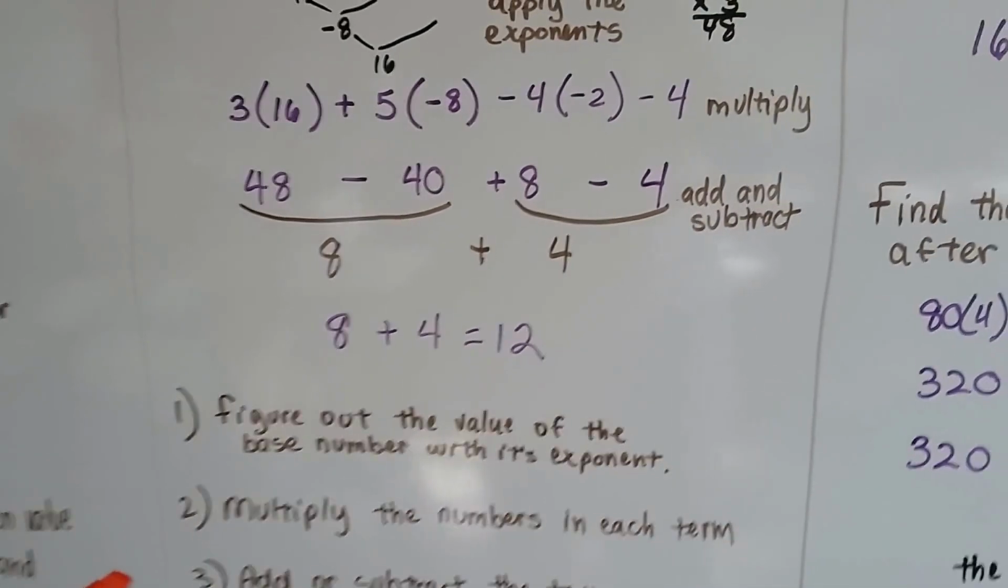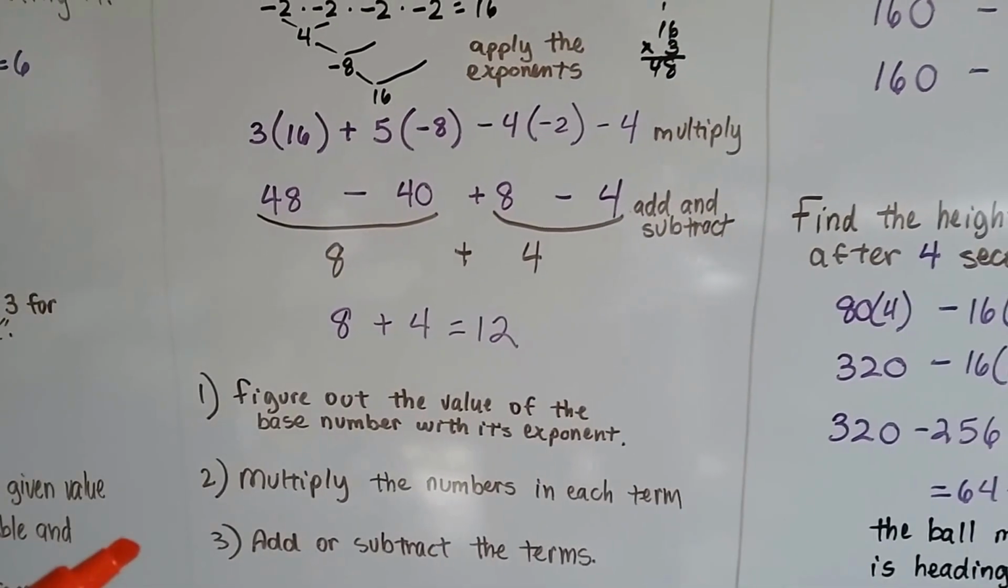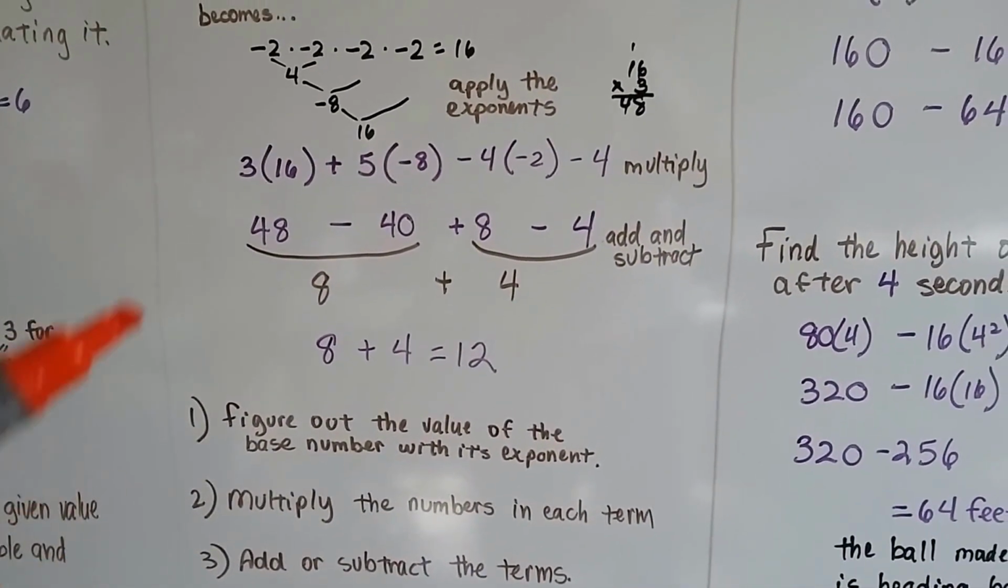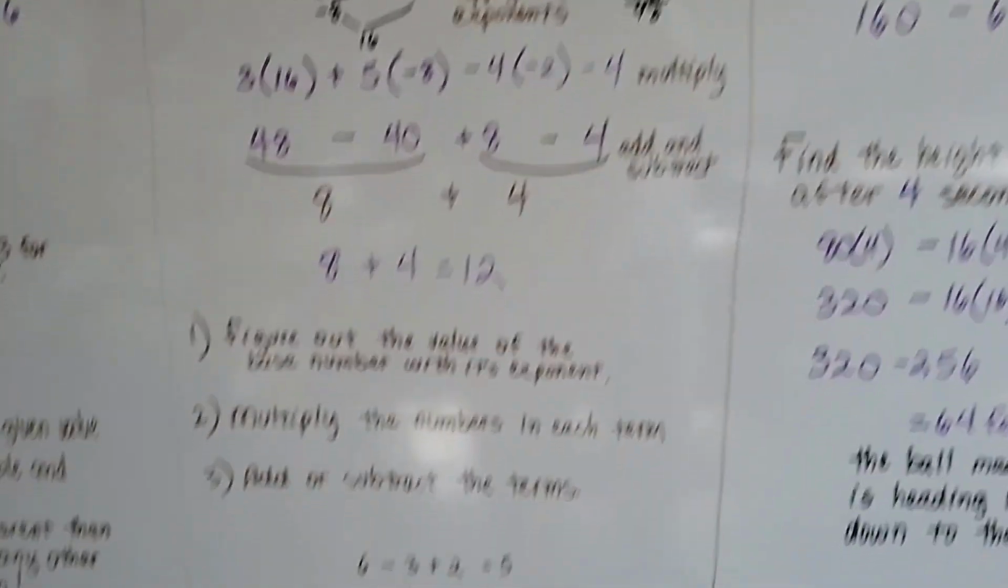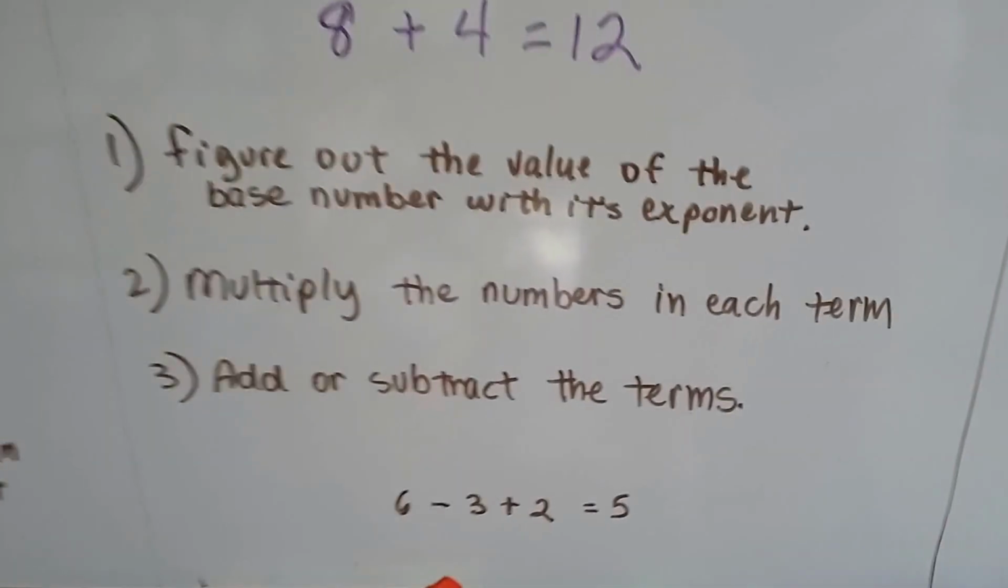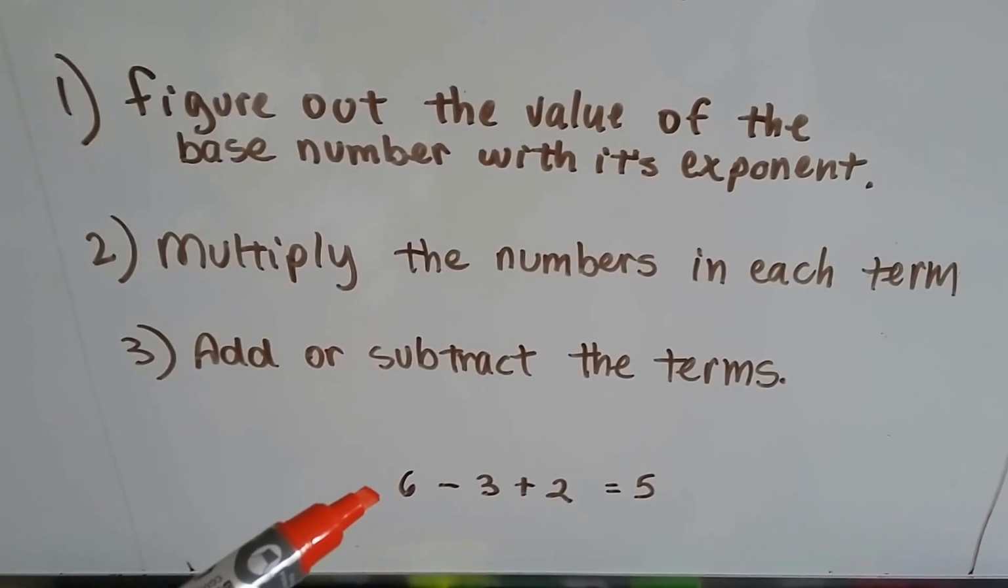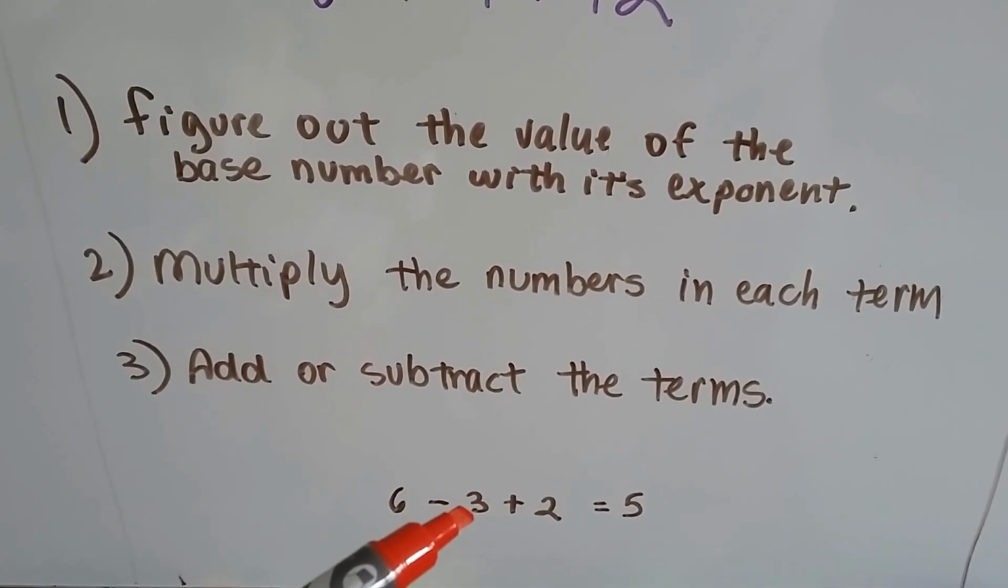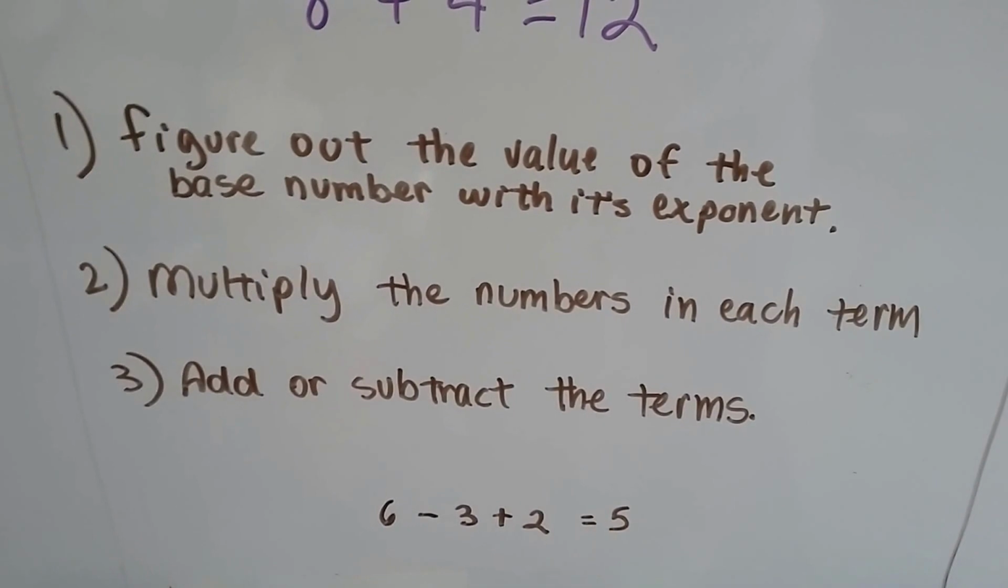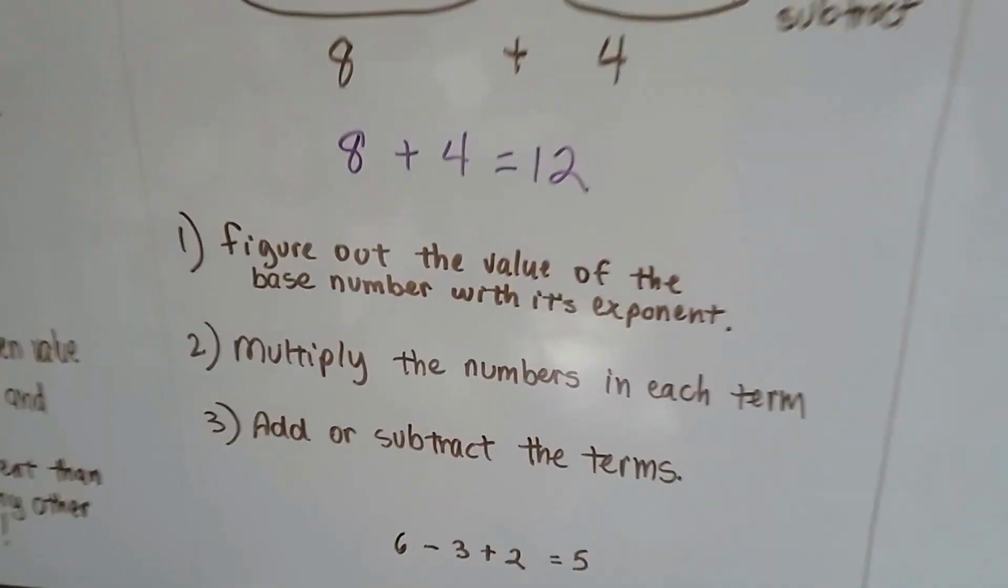We figured out the value of the base number with its exponent. We multiply the numbers in each term, and then we just add or subtract from left to right. If you don't see parentheses and it's just addition and subtraction, we just go from left to right. 6 minus 3 is 3. Then we add the 2. That's a 5. See? Left to right.